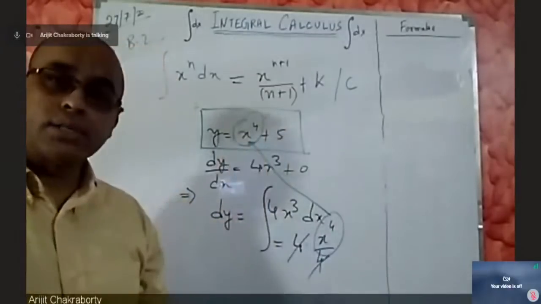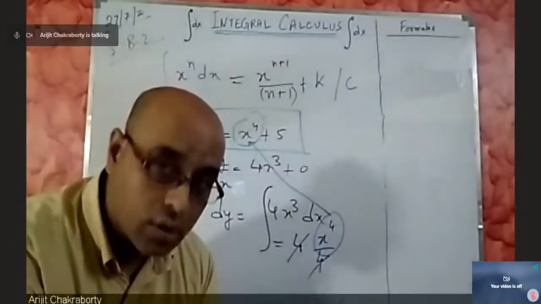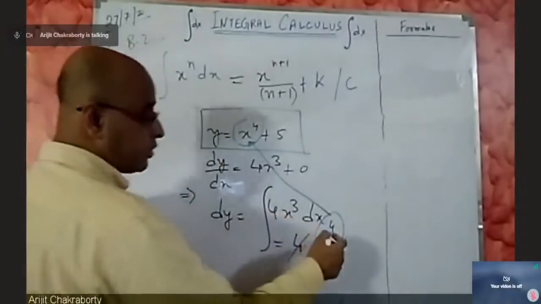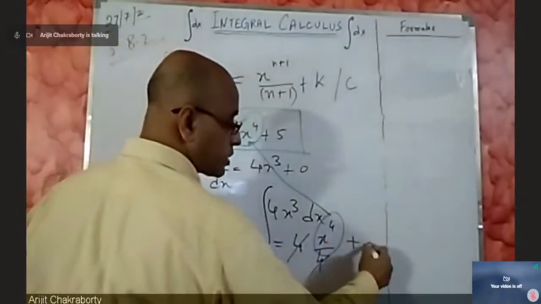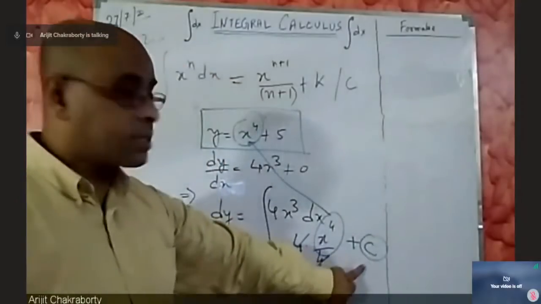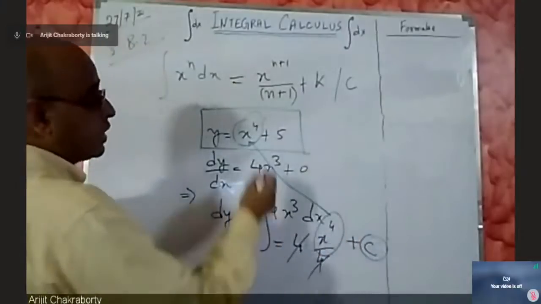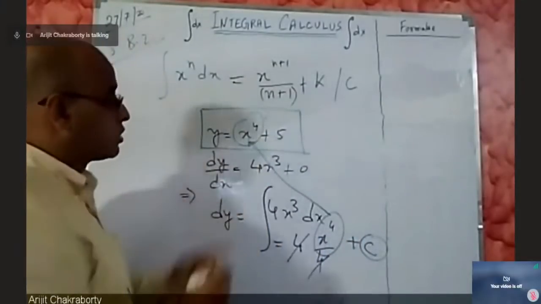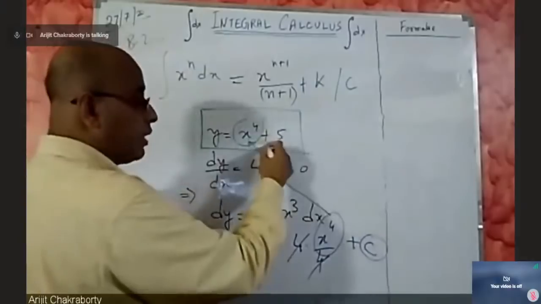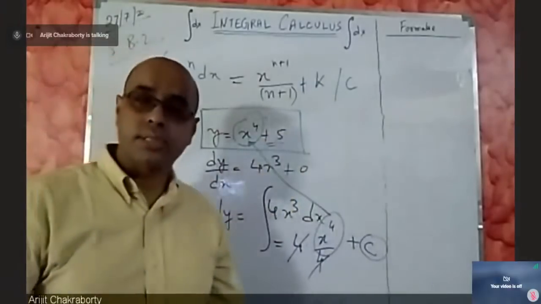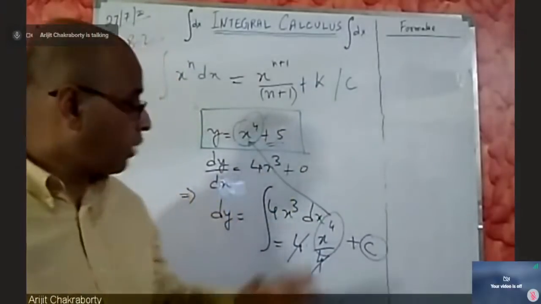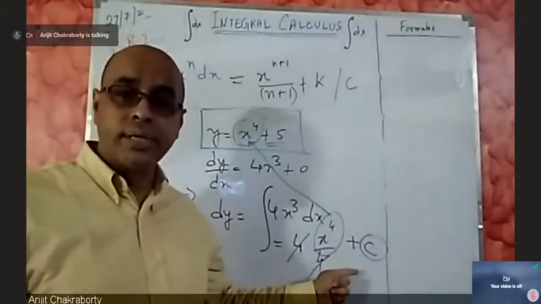That is why, dear students, we add the constant of integration. So the answer will be x to the power 4 plus c. So that the constant of integration is added, and therefore we know that yes, x to the power 4 was not the only term. There may be another constant after this. That is the reason why we add the constant of integration.